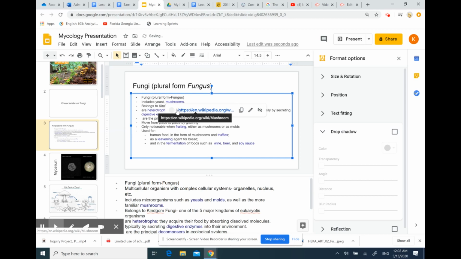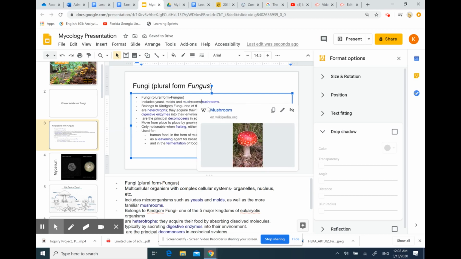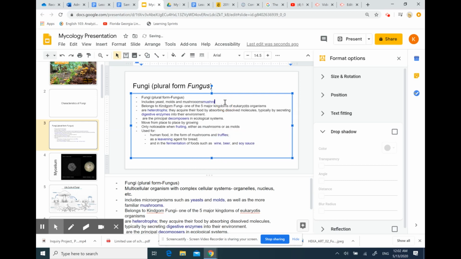Yeast, molds, and mushrooms. And then I'm going to get rid of that other piece before. There we go. So we might add that it belongs to kingdom fungi, but my audience might not particularly care about that. They don't necessarily know what a eukaryotic organism is. So I don't want to talk too sciencey if this is intended for a general audience. So maybe I'm going to take that out of there.